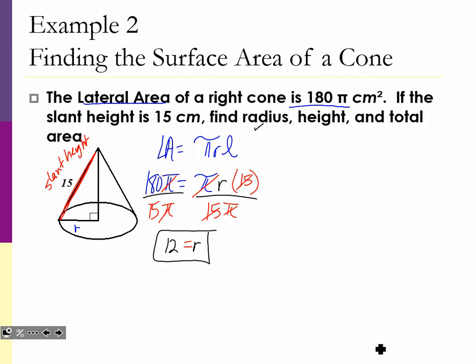Then we have to find the height. So once I put the 12 in for the radius, oops, I did 15, sorry. Then this would be the height from the center of the base to the vertex, and I would use the right triangle to find that height. And that height is a triple, but you could do h squared plus 12 squared equals 15 squared, and then work backwards, and you should see that the height, because it's a triple, is 9. So the height is 9.